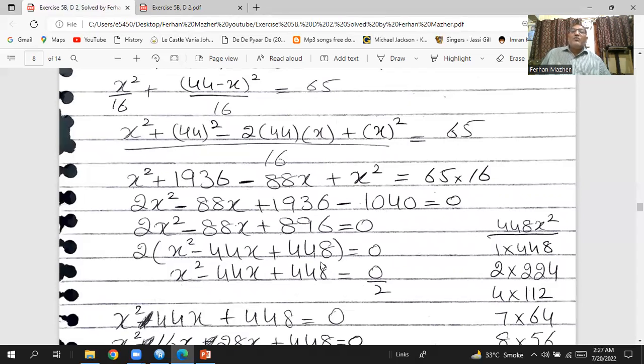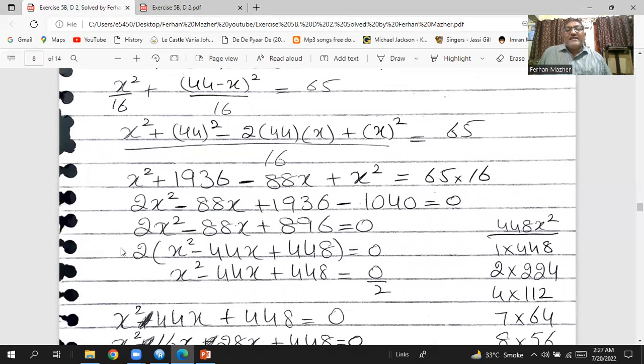That will be 1040. So now you will have 2x square minus 88x plus 1936 minus 1040. These numbers have gone to this side. So that's why their sign has changed. So 2x square minus 88x plus 896 equals 0.